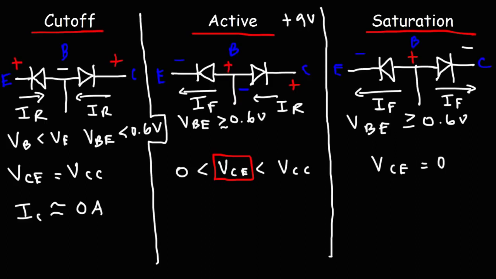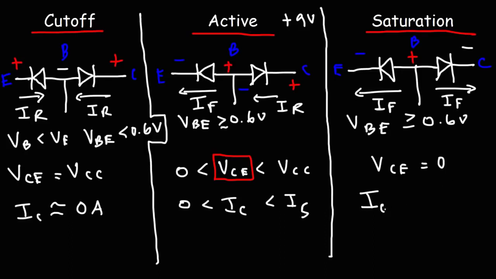Now the second thing you could use to determine if the transistor is operating in the cutoff, active, or saturation region is the IC value. If the IC value is close to 0, it's operating in the cutoff region. If the IC value is between 0 and its maximum value, which I'm going to call IS, that's the saturation current, then it's in the active region.